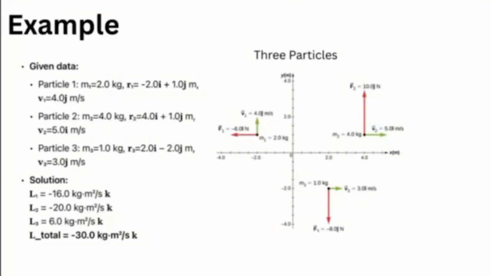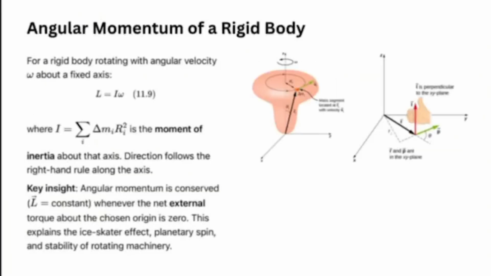Here's an example with three particles. We're given their masses, positions, and velocities. By calculating L equals r times p for each particle and adding them up vectorially, we get the total angular momentum of the system as negative 30 kg meters squared per second in the k-hat direction. This kind of problem helps us practice the vector nature of angular momentum.